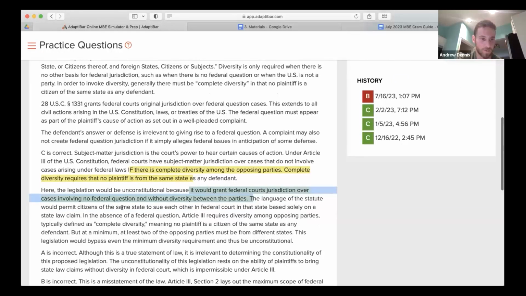The language of the statute would permit citizens of the same state to sue each other in federal courts based solely on a state law claim. In the absence of a federal question, Article 3 requires diversity among parties, typically defined as complete diversity, meaning no plaintiff is a citizen of the same state as any defendant.